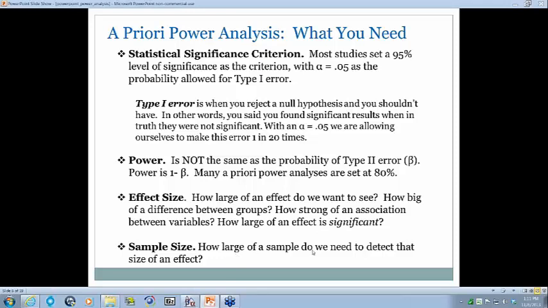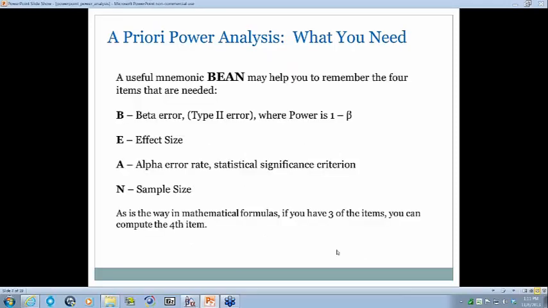So how large of a sample do we need to detect that size of an effect? Well, another way to look at it is to use this mnemonic called BEAN, and it might help you to remember the 4 things you need. Here they are. B is beta error, the type 2 error, where power is 1 minus beta. So you remember, okay, I need a beta in there. What I need is really the 1 minus beta.